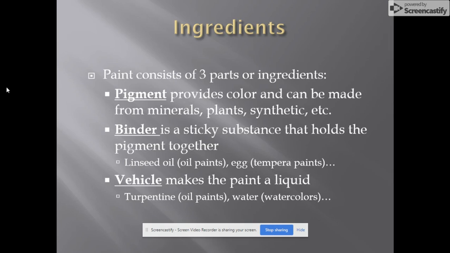I like to think of the term vehicle as it makes it go. Our vehicles make us go. They help us to get from one place to another. So in the same sense, the vehicle is what makes the paint get to a further place. Okay, so it thins it out.